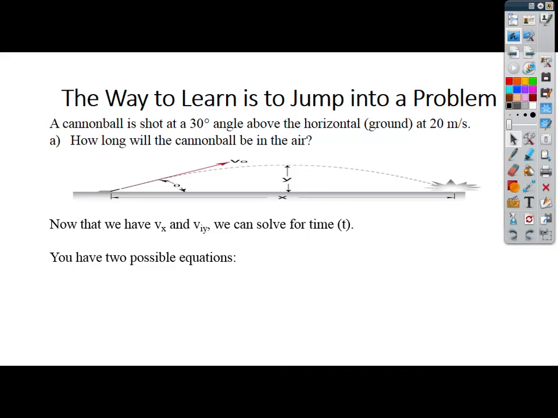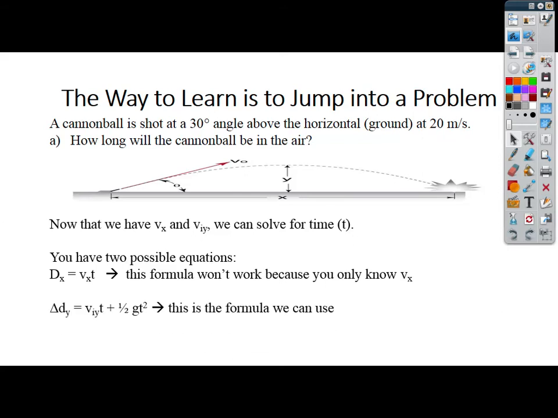We have two possible equations. Dx equals Vx t. This again won't work because you only know what Vx is. I don't know the range, so I can't solve for t. We do not use the x formula to solve this. We go to the delta dy, the change in the vertical equation. Now for this one, it's different from the zero launch because I now do have an initial y velocity. This is the formula we're going to use.